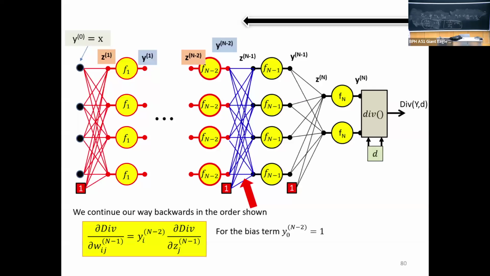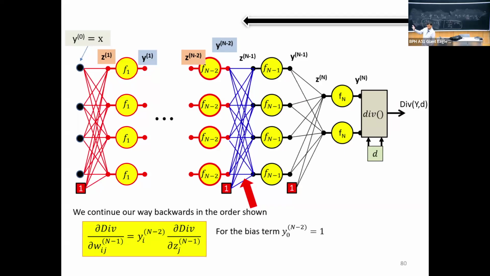That's all. So now I can take a step back, and then once again I can compute the derivatives with respect to the weights of the previous layer. And the derivative for any weight is simply going to be the input to the edge carrying the weight times the derivative of the divergence with respect to the output of the edge. Again, very simple, right? For the bias, the input is 1.